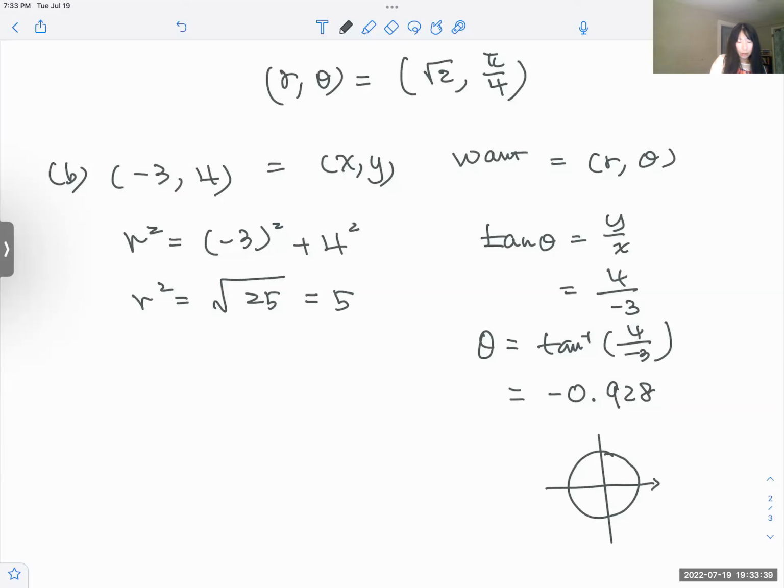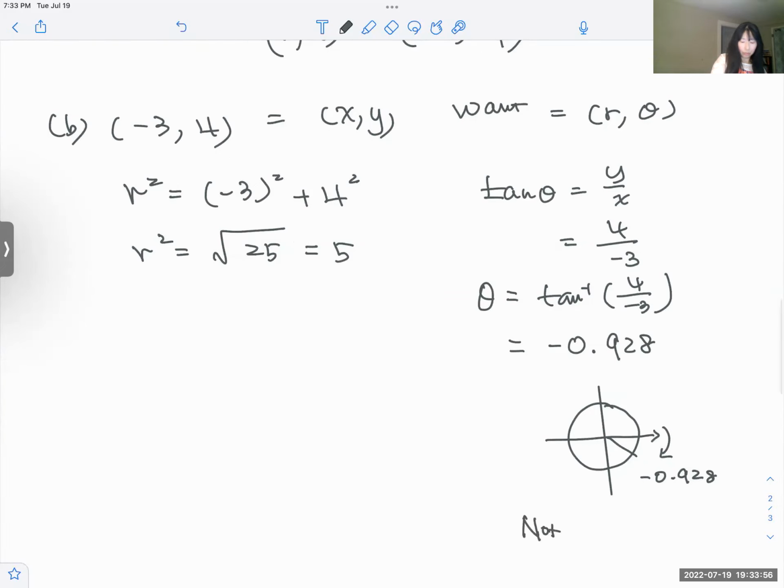So the angle from here is -0.2928. But the range of the inverse tangent is between negative pi over 2 and pi over 2, right? So we don't want that. Look, y is positive and x is negative.